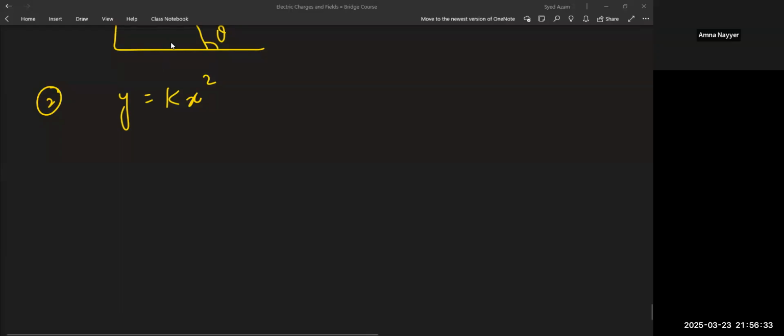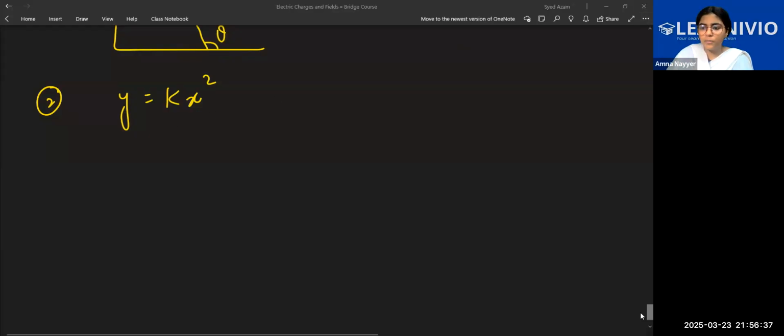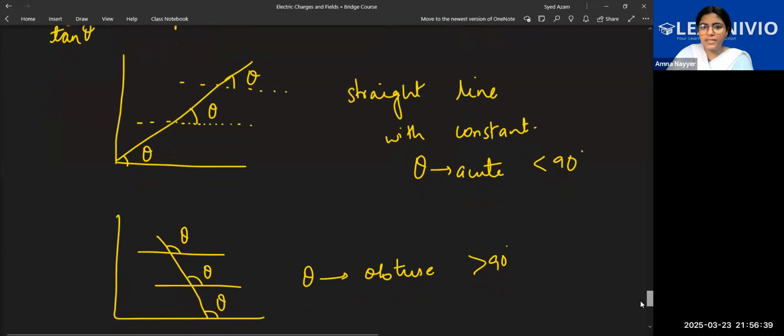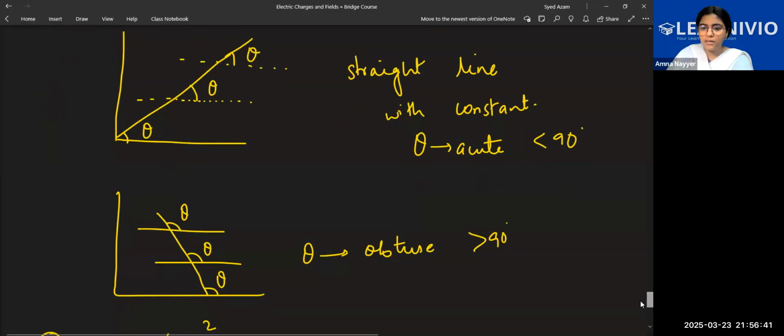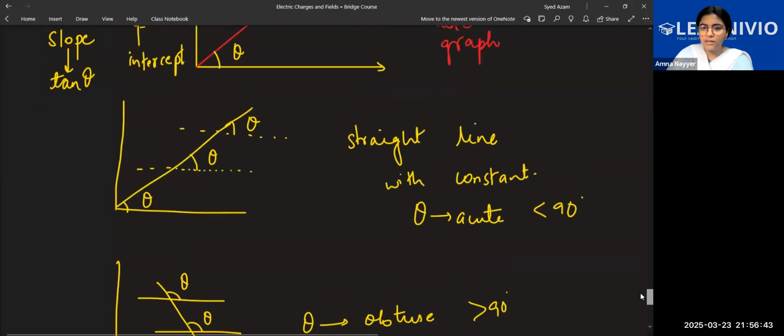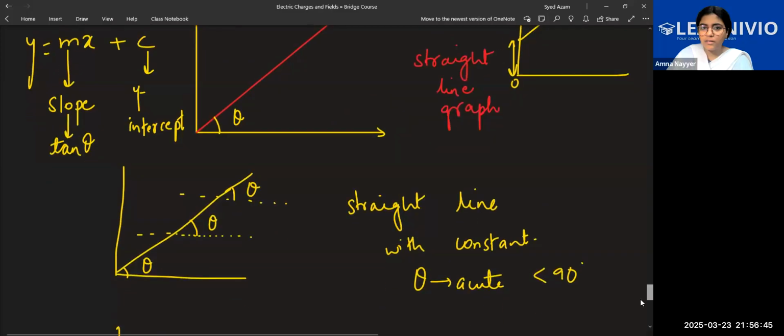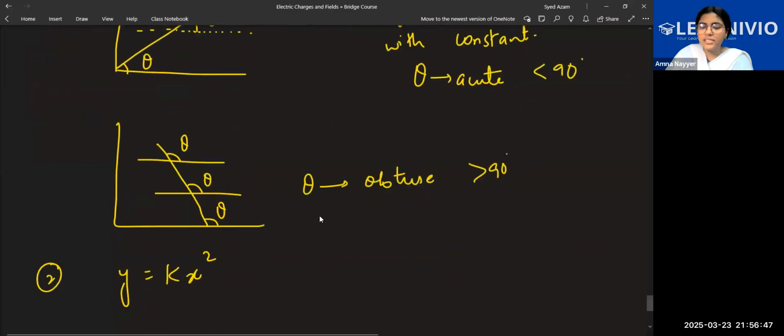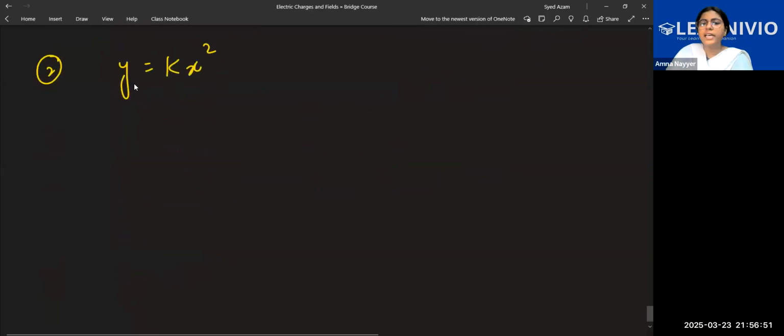Okay. So when you get y is equal to kx, I hope you were able to see these things. Yeah, ma'am, till the straight line with constant slope, I got that. When I draw this, it means this is obtuse. That's what I was saying. Constant graph.